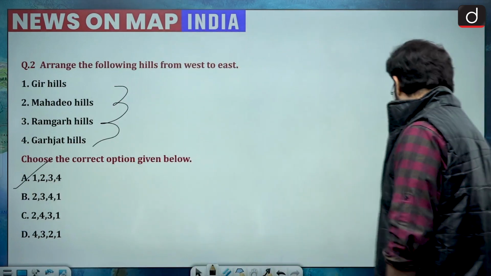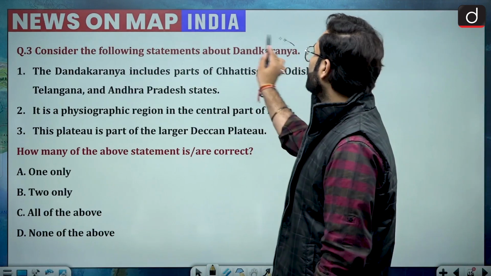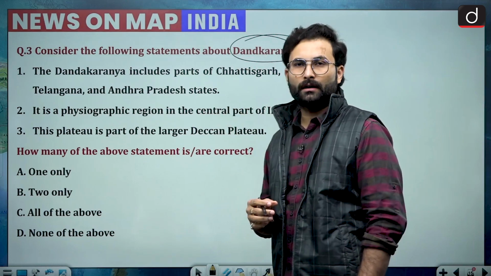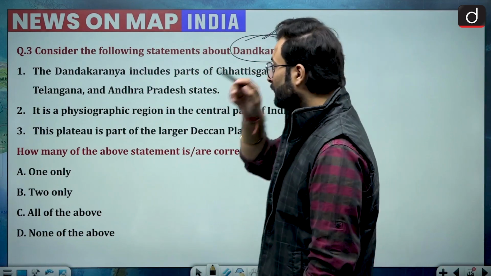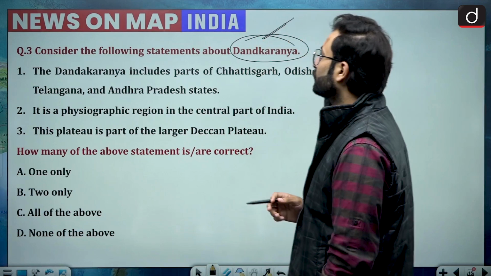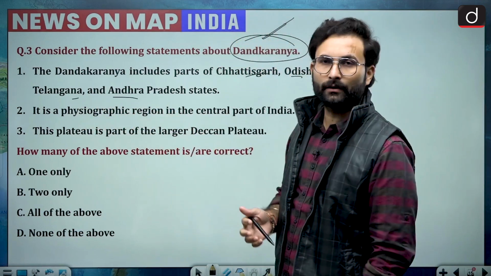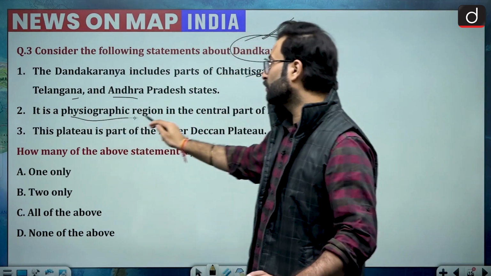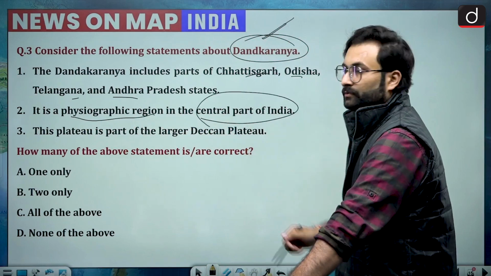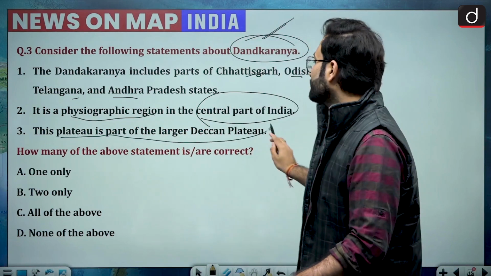Moving further, question number 3. Consider the following statements about the Dandakaranya. Aranya is the word used for forest. So basically they are talking about this Dandakaranya. Statement 1: the Dandakaranya includes parts of Chhattisgarh, Odisha, Telangana, and Andhra Pradesh. We will have a look at the map and decide. And then, it is a physiographic feature in the central part of India. So we have to see whether it is in the central part or not. Then, this plateau is part of the larger Deccan Plateau.